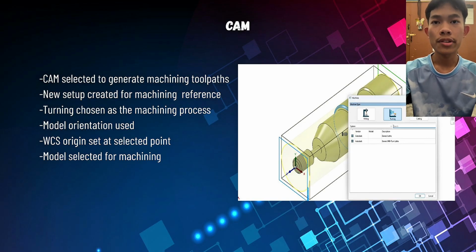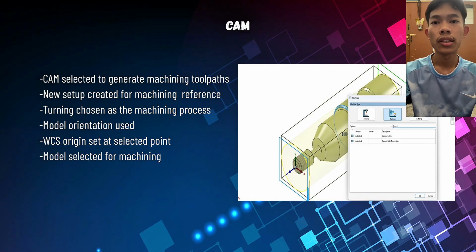For the CAM process, we first selected the CAM workspace to generate the machining toolpath for the model. After that, a new setup was created to define the machining reference and prepare the part for manufacturing. Since the component has a cylindrical geometry, the turning process was chosen as the suitable machining method. The model orientation was then properly adjusted to ensure correct alignment with the machine axis.